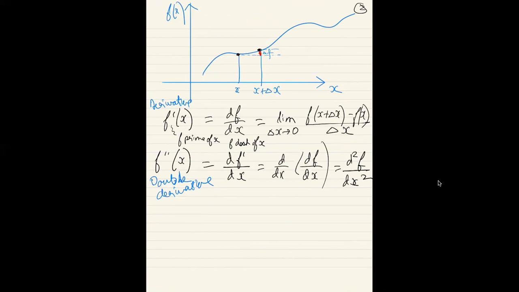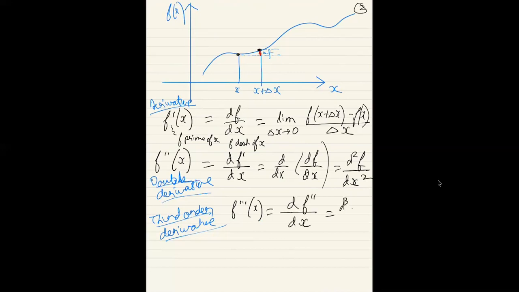You could go and do higher order derivatives. You could do a third order derivative. So this double derivative could have been called double order or double derivative. So when it just says derivative, it means a single derivative. This would be given by f triple prime of x is equal to d f double prime of x by dx is equal to d cube f by dx cube.